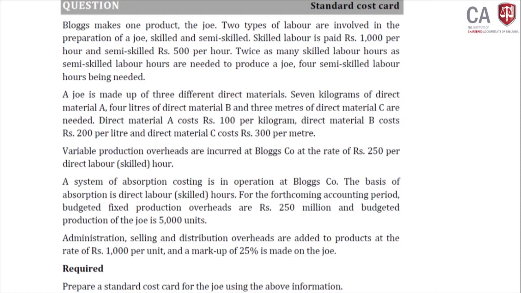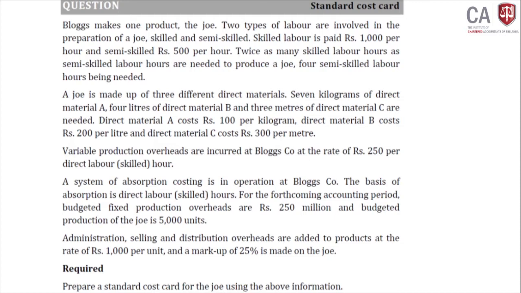Blocks make one product, the joy. That's the product name. Two types of labor are involved in preparation of a joy, skilled and semi-skilled. Skilled labor is paid ₹1,000 per hour and semi-skilled ₹500 per hour. Right? 1,000 and 500 per hour.